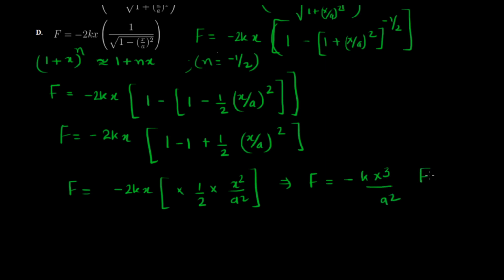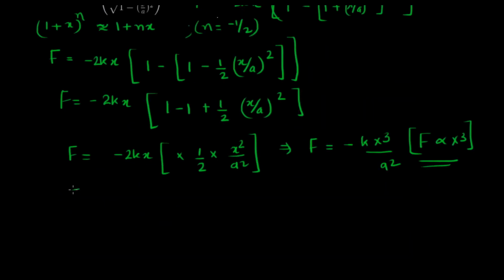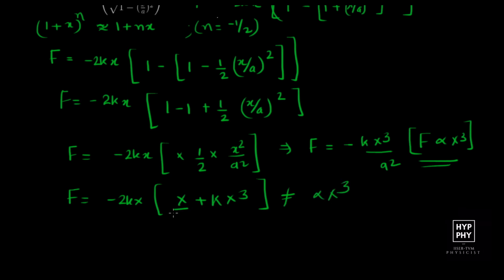So this force is proportional to x cubed, right? That is there in the question itself. It is shown that the system was nonlinear and the force is proportional to x cubed. And if you expand the other options A, B, and D also, you won't get F proportional to x cubed. You will have something like F equal to minus 2kx times x plus some kx cubed term. So this won't be proportional to x cubed, right? Because we have an x dependence, x squared dependence, and x cubed dependence also.